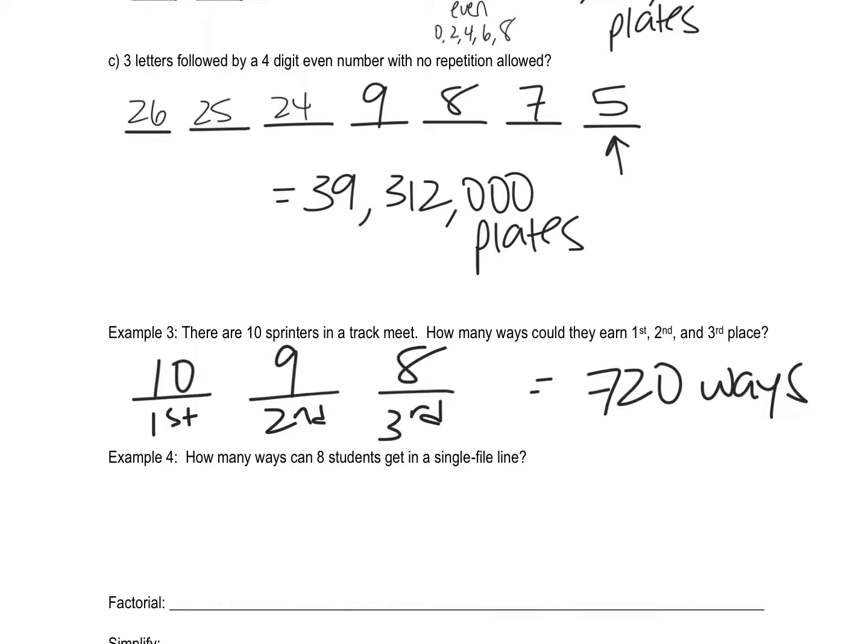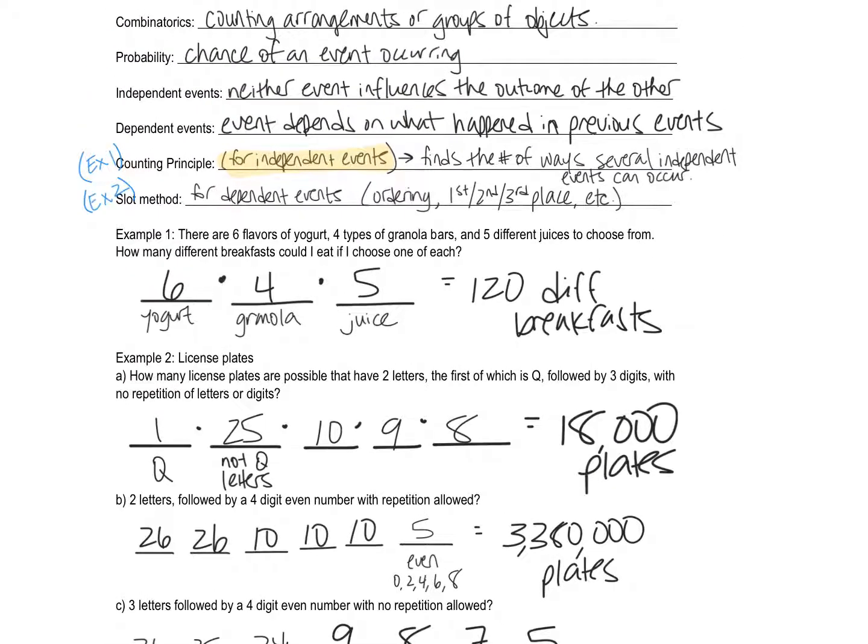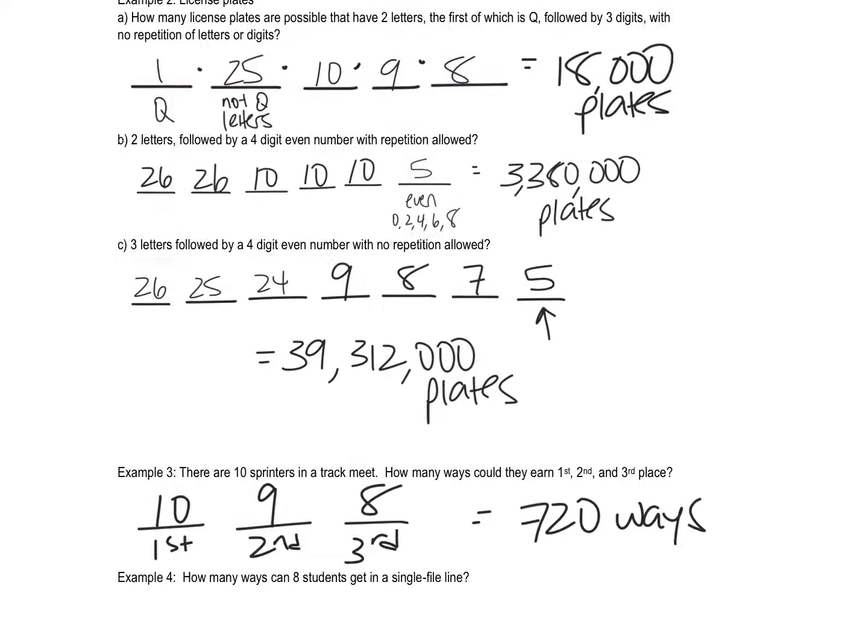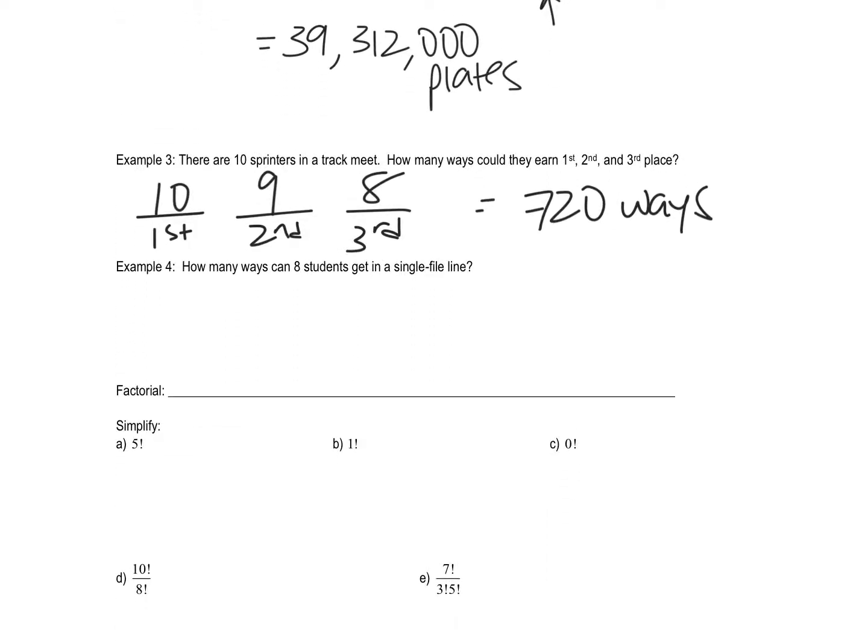By the way, if you're wondering what's the difference between slot method and counting principle, the slot method is just when you make your slots and you count down, kind of like that track example that we just did, and that's because the second person who finishes the race depends on the first person, so they are dependent events. But it looks the same as the counting principle. That's for independent events. It looks the same way, but the yogurt choice does not depend on the granola choice, so that's independent. And so that's the difference. These problems look similar, but they are 2 different principles because one of them represents independent events and one of them represents dependent events. So this one is dependent also.